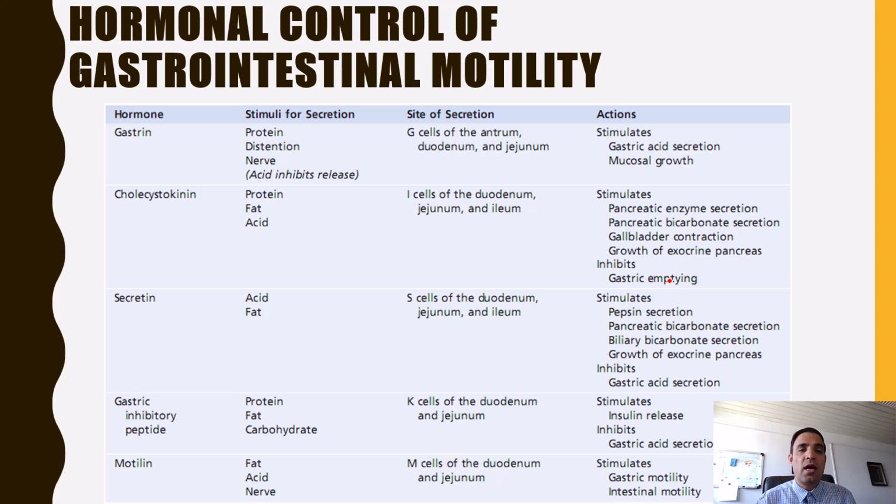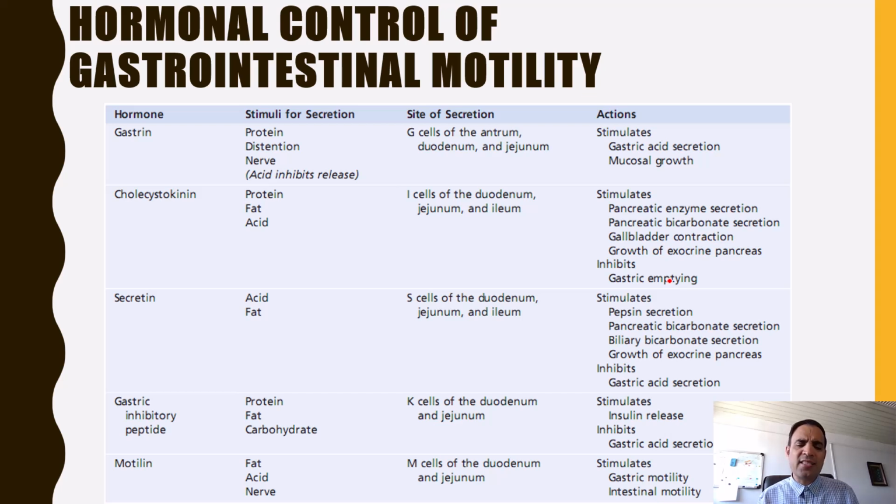Okay. The activity of the GI system is not only controlled by the nervous system. The gastrointestinal system is also able to release several hormones, and these hormones regulate different functions of the GI system, from secretion to movement, from absorption to digestion. All these are regulated by hormones.